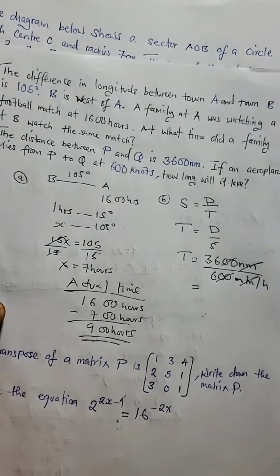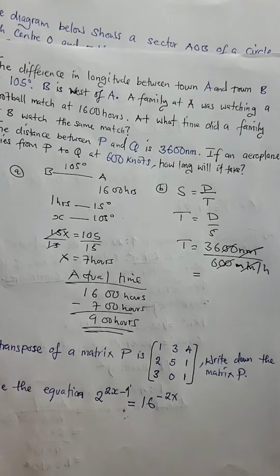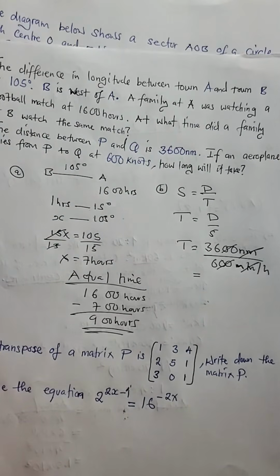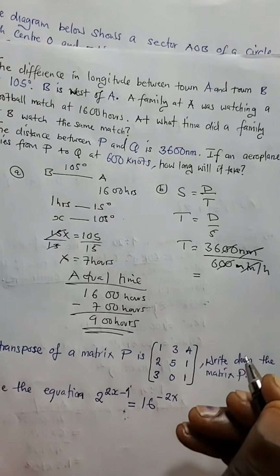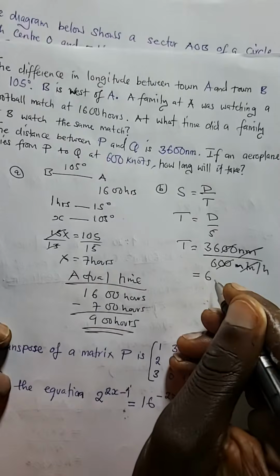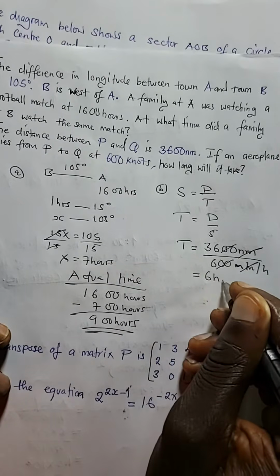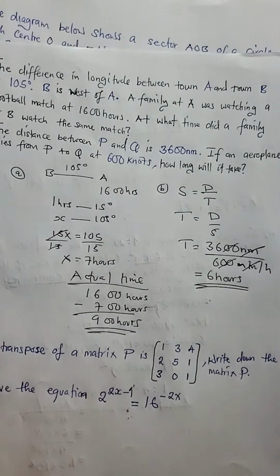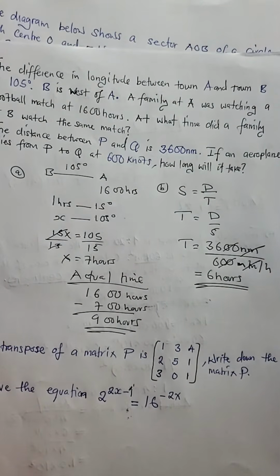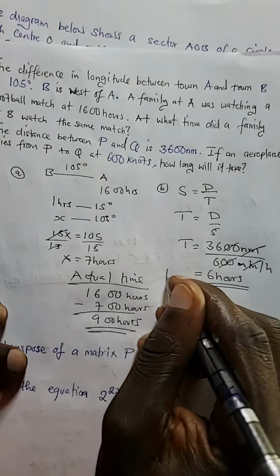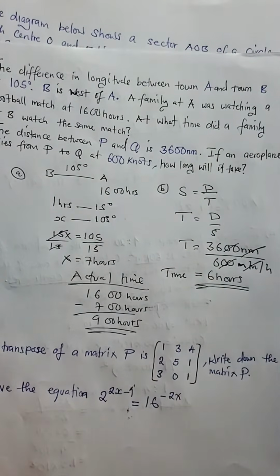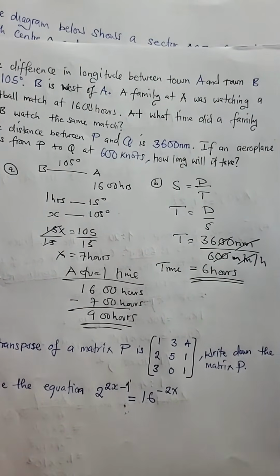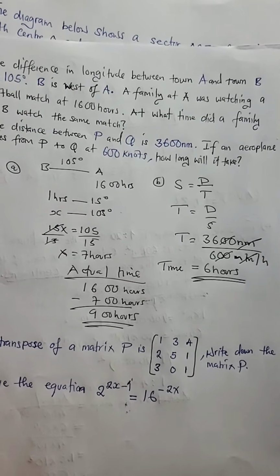Remember, you're not supposed to use a calculator in this paper. So how many times does 6 go into 36? 6 times. Okay? So the answer is 6 what? 6 hours. How long will it take? It will take 6 hours. That is the time. Very good. You are correct.